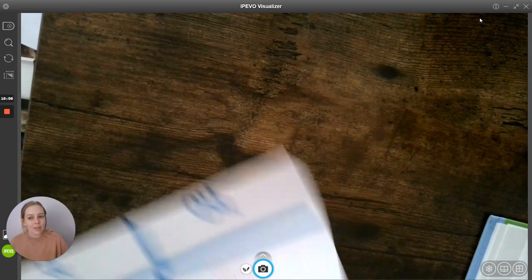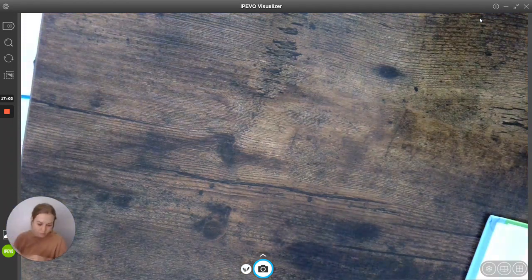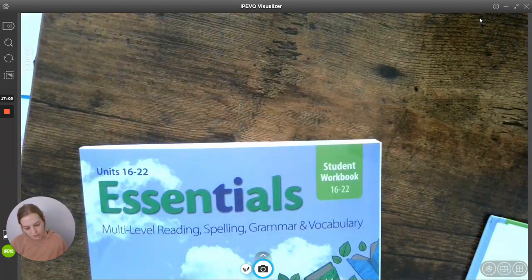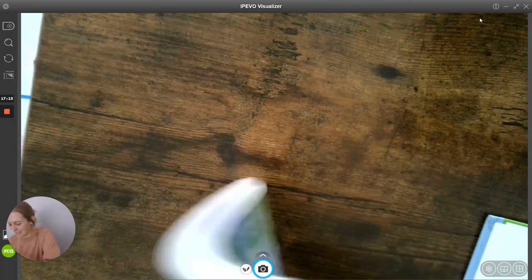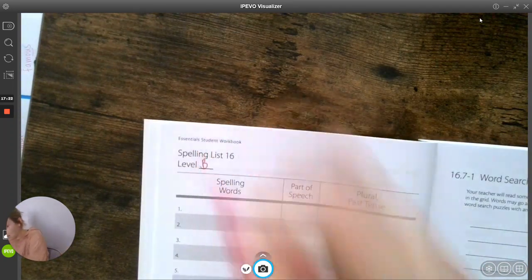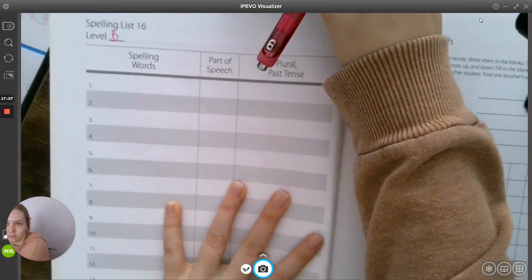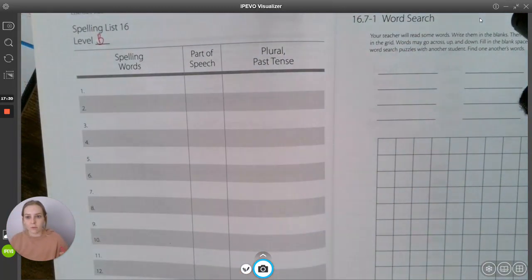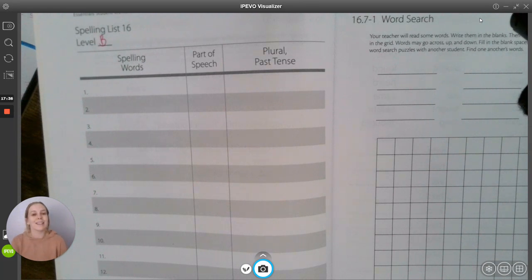Go ahead and put this away and get out your workbook and turn to page 16. No, 8. Page 8. Spelling was 16. Page 8. And we are doing level B. Okay. All right. Number 1, ignore.